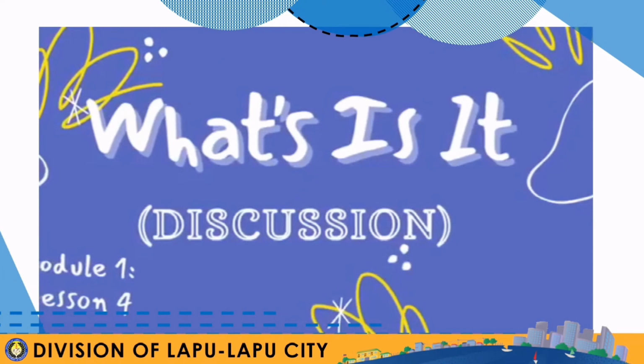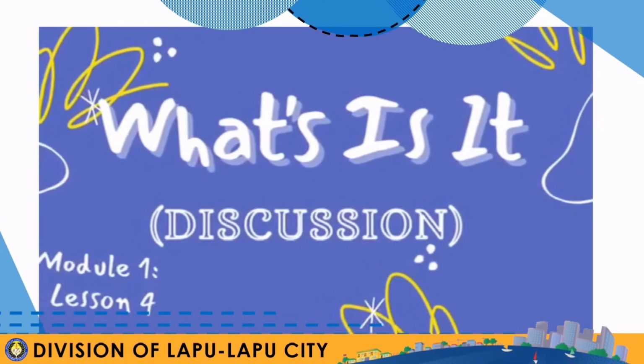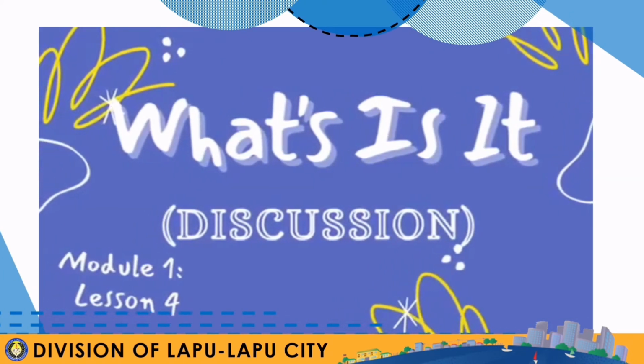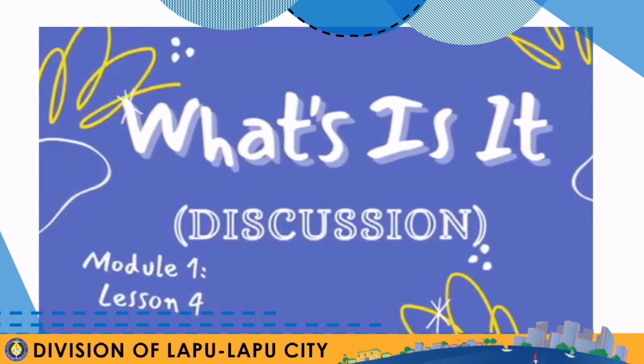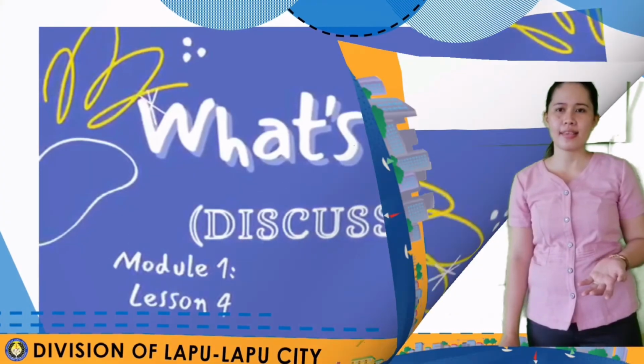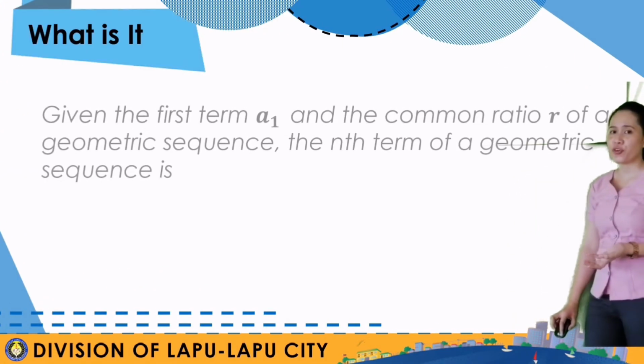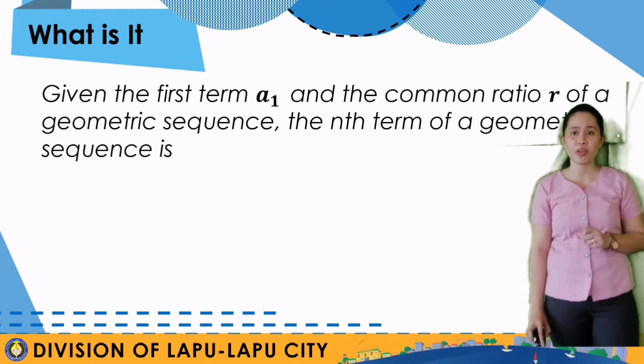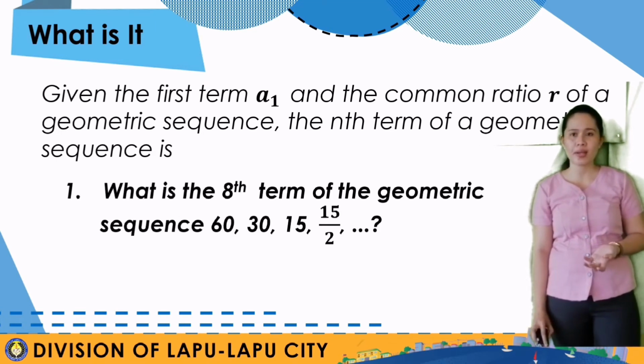Now that we're done with the activity, let's proceed to the discussion part. I hope this will help you better understand geometric sequence and finding its indicated term. What is it? Now, given the first term a sub 1 and the common ratio r of a geometric sequence, the nth term of a geometric sequence is found by using this formula.